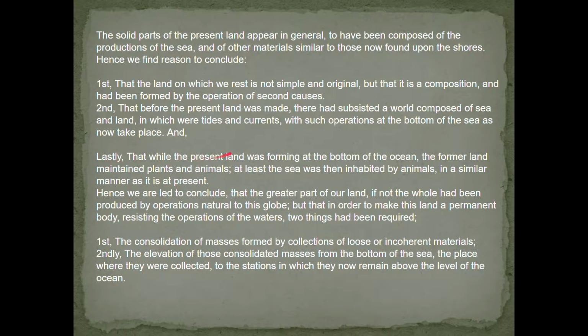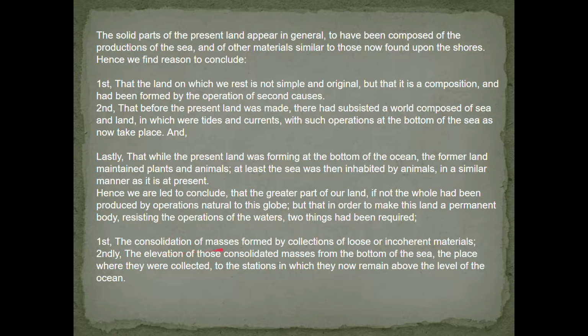Lastly, that while the present land was forming at the bottom of the ocean, the former land maintained plants and animals. At least the sea was then inhabited by animals in a similar manner as it is at present. Hence, we are led to conclude that the greater part of our land, if not the whole, had been produced by operations natural to this globe, but that in order to make this land a permanent body, resisting the operations of the waters, two things had to be required. So it's basically saying all this land we're on seems to have been formed.